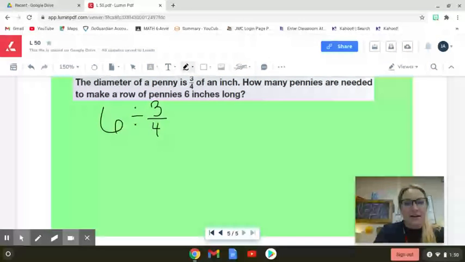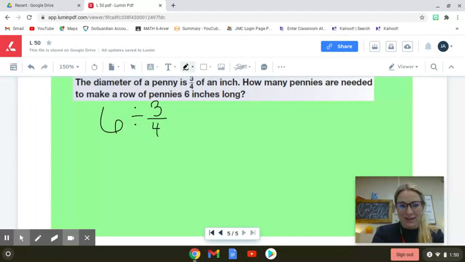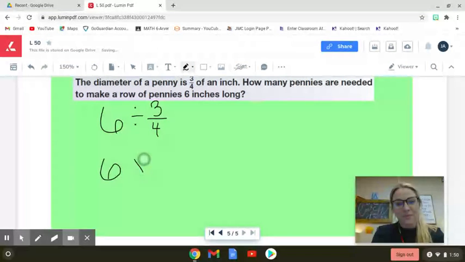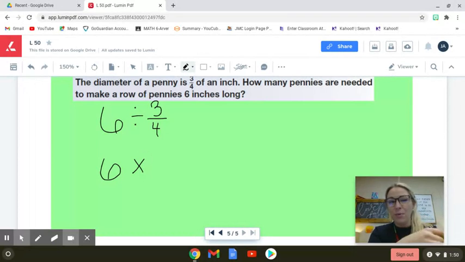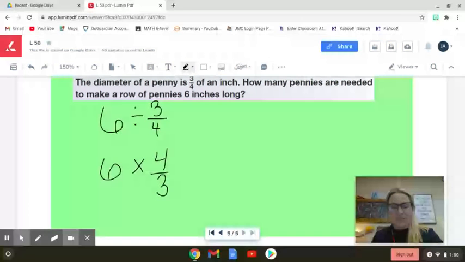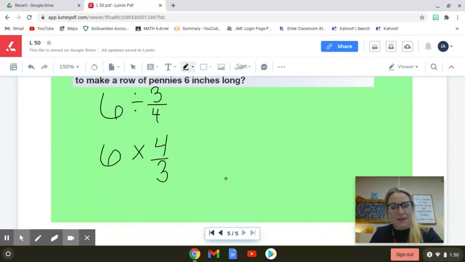So instead of this, I'm going to rewrite this problem like this. Keep, change, now flip. The flip, or the reciprocal of 3/4, of course, would be 4/3. I'm going to actually rewrite this problem a little bit better. I happened to write my 6 kind of small right here.